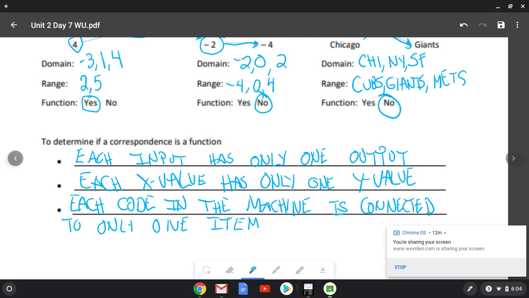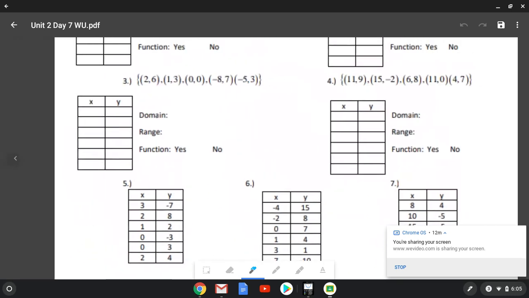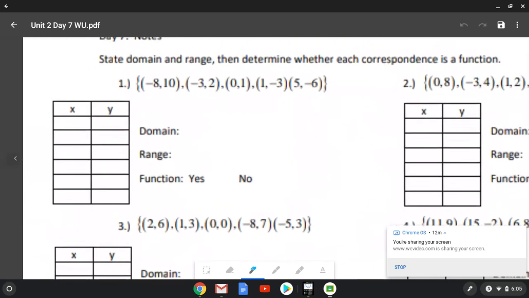So that's the example that I used a bunch of times. So that's functions in a nutshell. Now the next page just goes through some examples like above. So we'll take a look at some of these. So let's go down here. Let's zoom in on number 1.